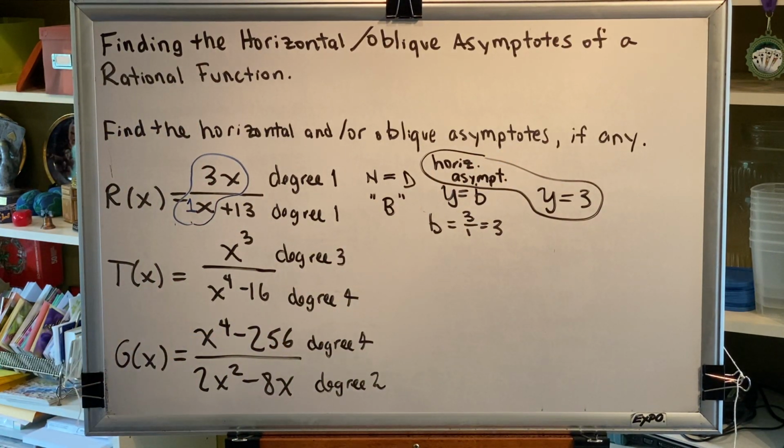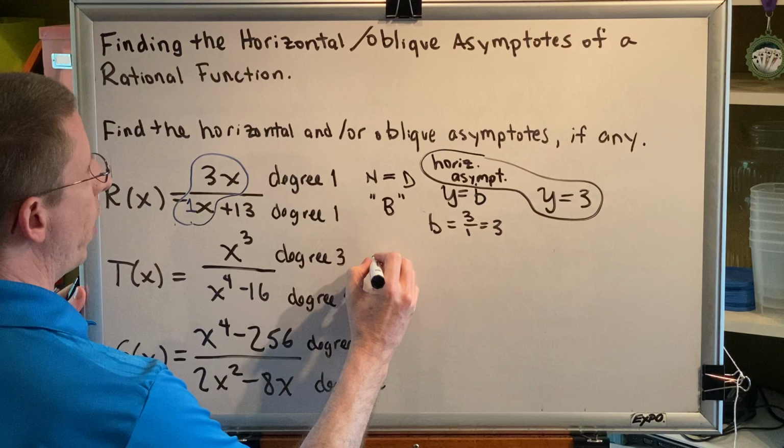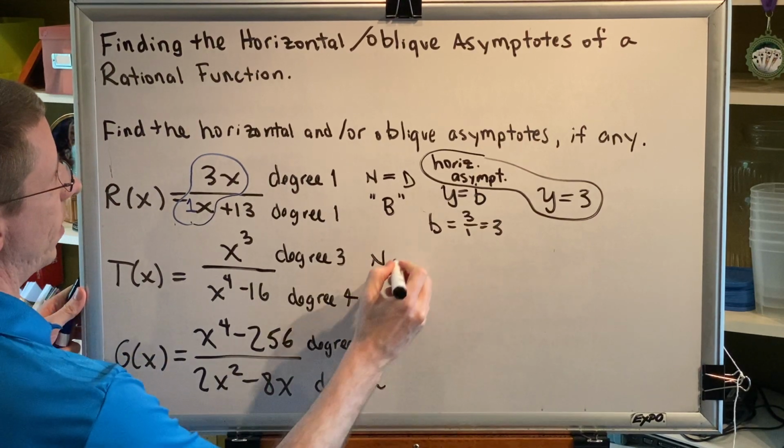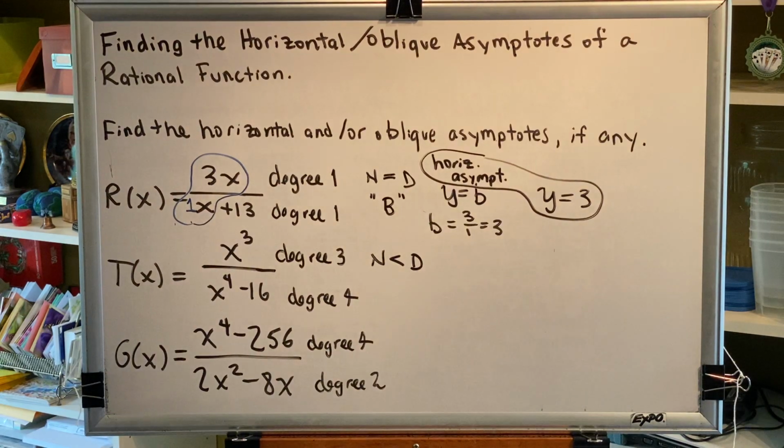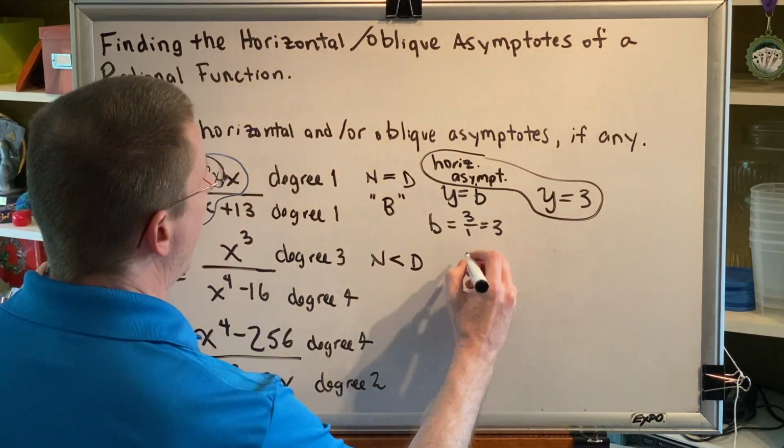Okay, let's move on to our next function, t of x. We're going to compare the numerator and denominator degrees. In this case, the numerator degree is 3, which is less than the denominator degree of 4. So we're going to take action A. Action A says, if the degree of the numerator is less than the degree of the denominator, then the horizontal asymptote is y equals 0, also known as the x-axis.